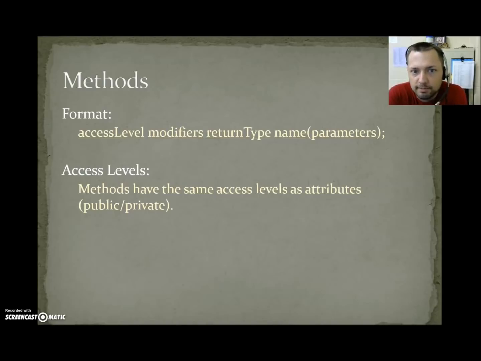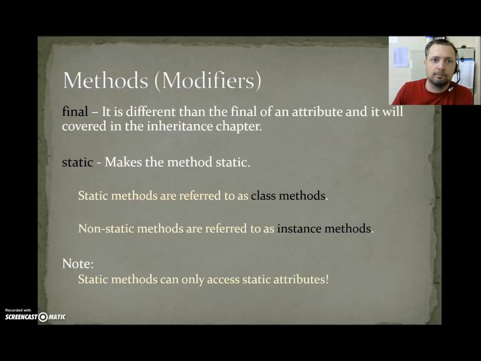Methods. When we're writing methods, again, we have access level, we have modifiers, we have return type, and name, followed by parameters. Access levels. Methods have the same access levels as attributes, so public and private, and they work exactly the same way. Methods have the following modifiers, final and static. They have the same modifiers as attributes, but they don't both function the same.